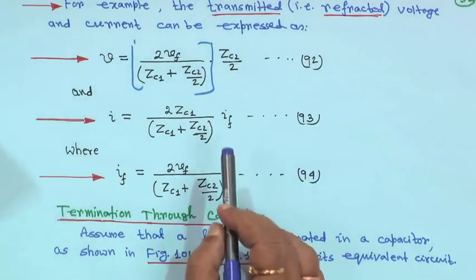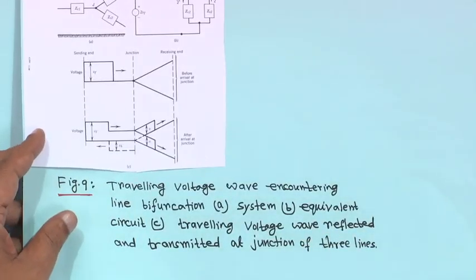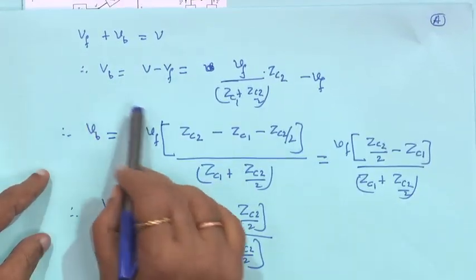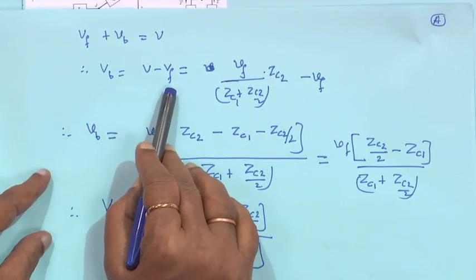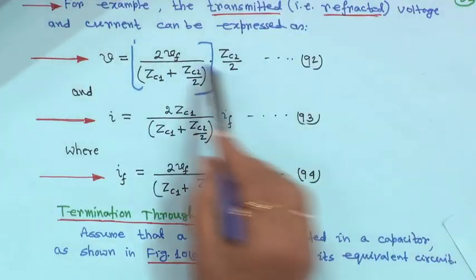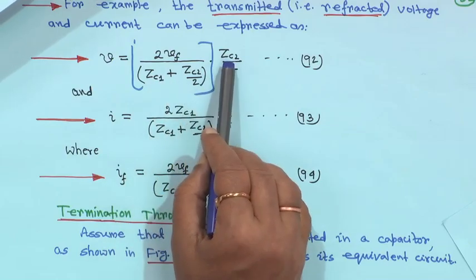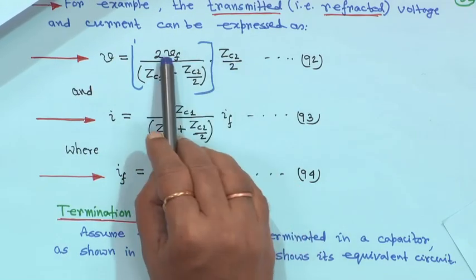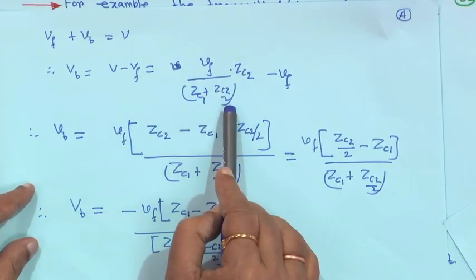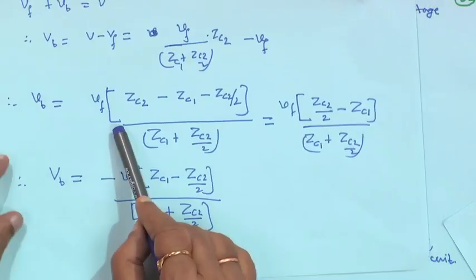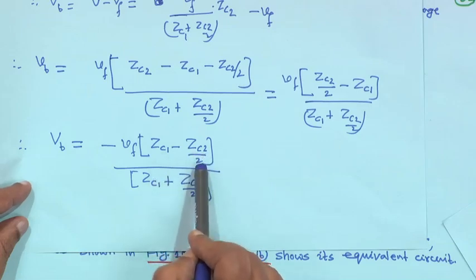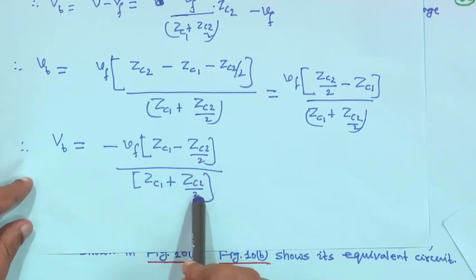If you want to know what the reflected wave will be, Vf plus Vb is equal to V, that means Vb is equal to V minus Vf, right. V is equal to 2Vf upon Zc1 plus Zc2 by 2, into Zc2 by 2. So the 2s will be cancelled. Basically V will be Vf into Zc2 divided by Zc1 plus Zc2, minus Vf. If you simplify this, you will get Vb is equal to minus Vf into Zc1 minus Zc2 by 2, divided by Zc1 plus Zc2 by 2.